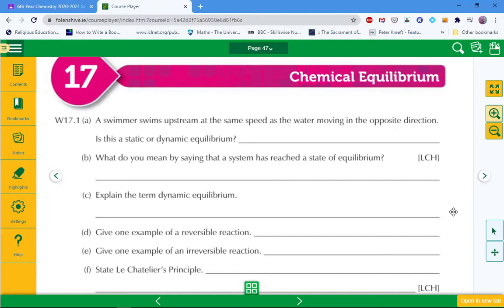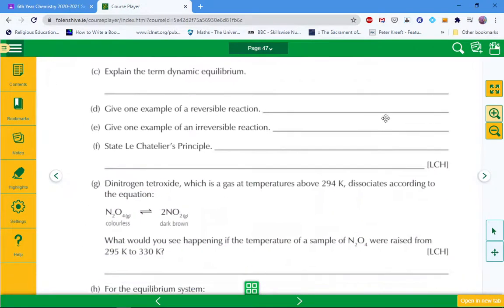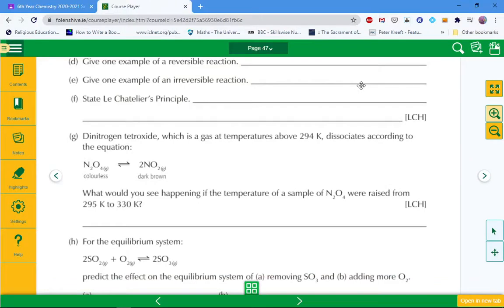State Le Chatelier's principle. Now, Le Chatelier's principle states that when a system in dynamic equilibrium experiences a stress, the position of equilibrium will be altered in order to cancel the stress. That's it. And we've gone through a couple of examples already. I'm no doubt we're going to go through a few again here now.